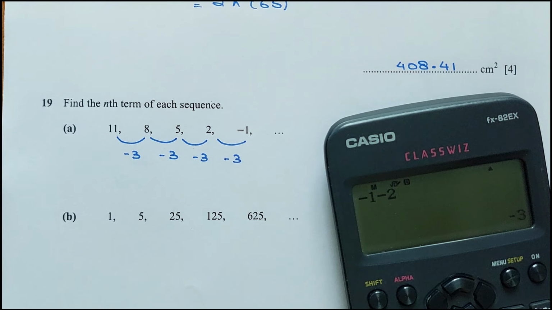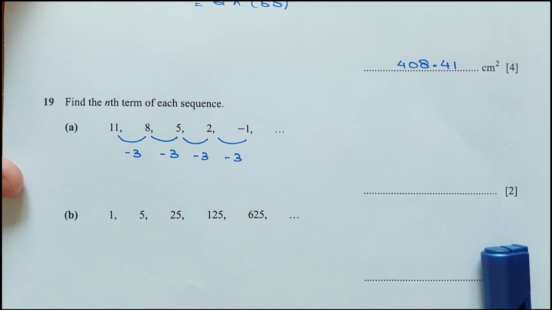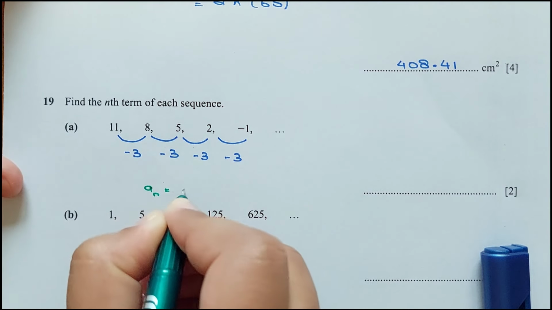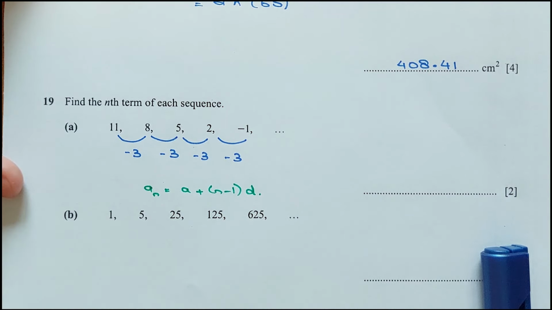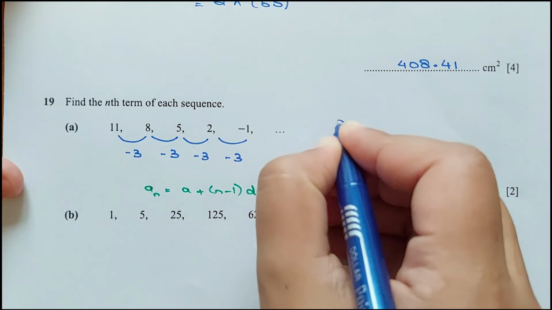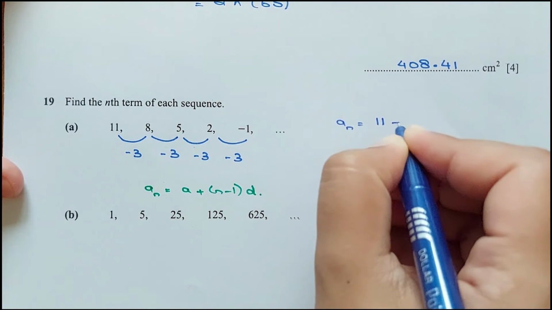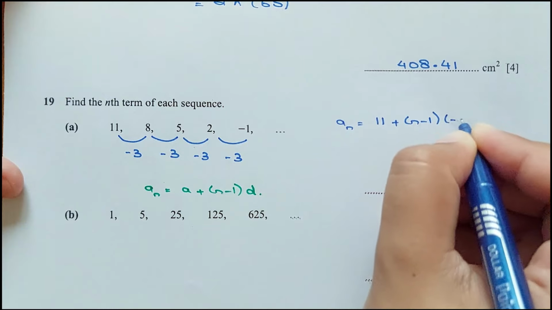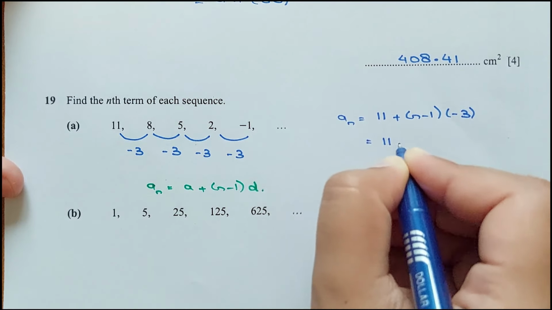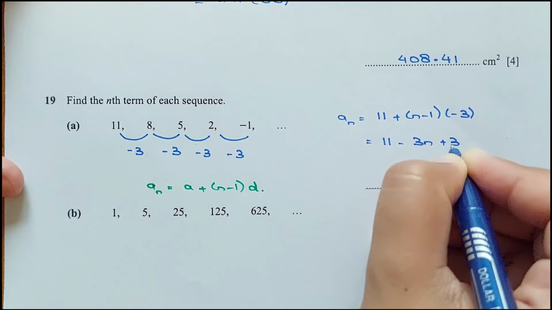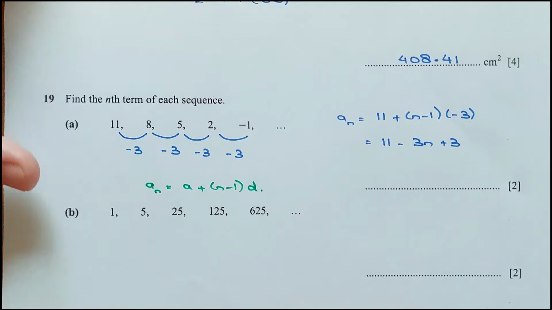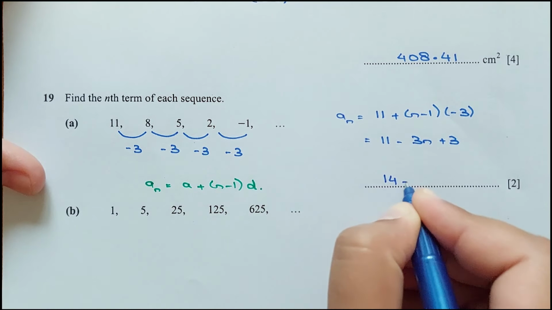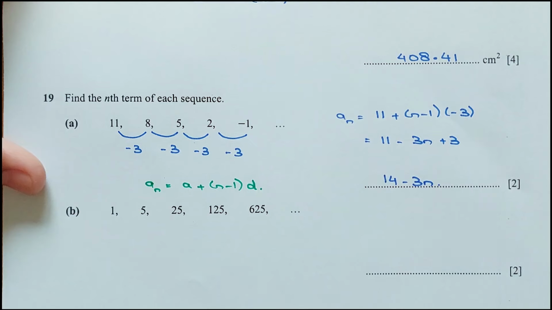When the difference is the same, it means this is an arithmetic sequence. So the nth term formula for an arithmetic sequence is a_n equals a plus n minus 1 into d, right? So a is the first term, which is 11, plus n minus 1, and d is the common difference, which is negative 3. So this is going to be 11 minus 3n plus 3. So 11 plus 3 is 11, 12, 13, 14. So it is 14 minus 3n is the nth term formula for this sequence.